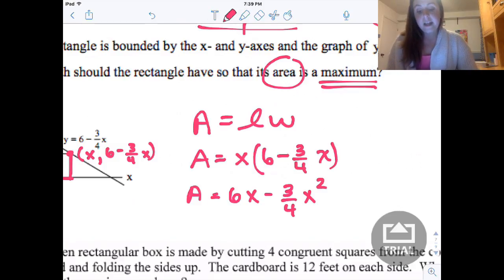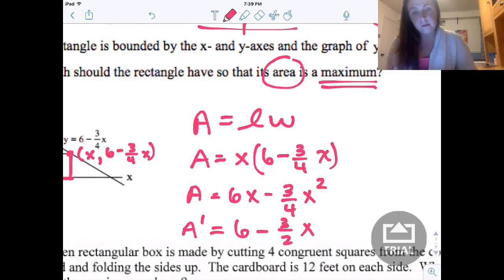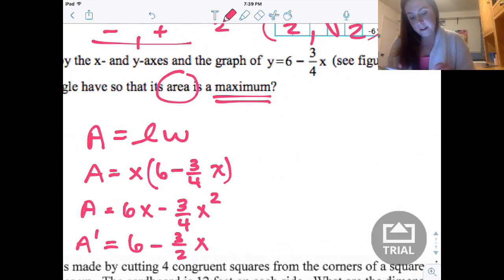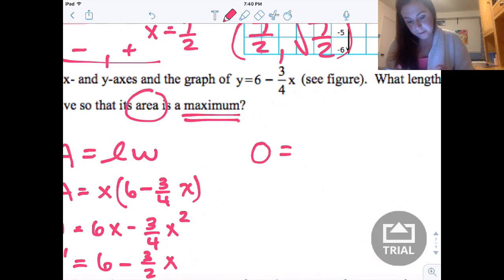And now I want to maximize that. So I'm going to take the derivative of that, 6 minus 6/4, or 3/2 x, and set that equal to 0. 6 minus 3/2 x equals 0. I'm going to subtract 6.